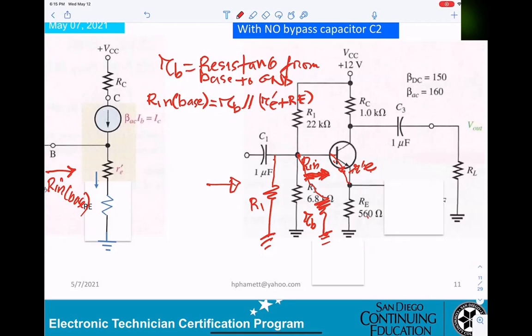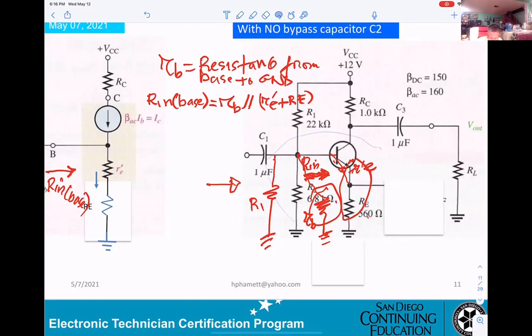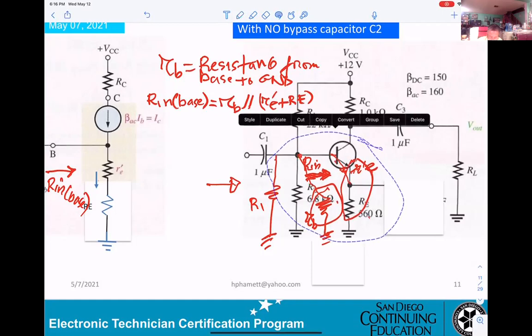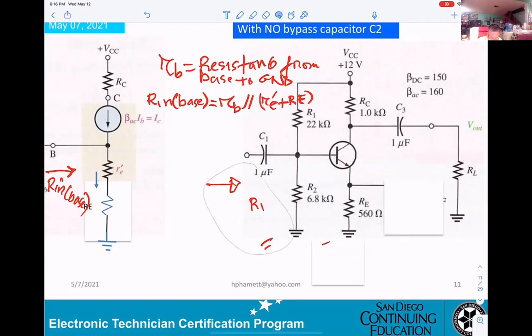Okay, yeah. Got it. So basically you can get this resistance here in parallel with the combination here, if you're looking into the base. Okay. So now, I still have to memorize.